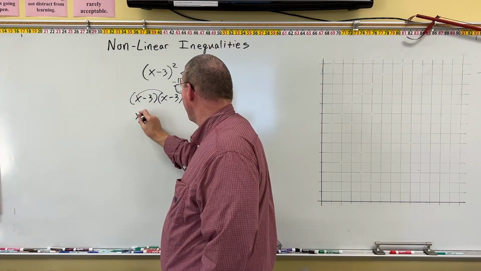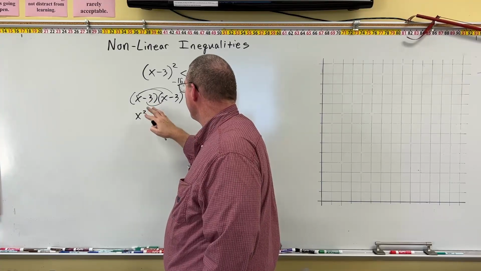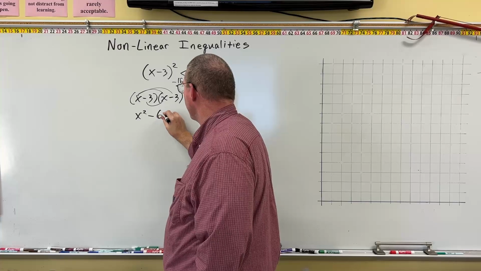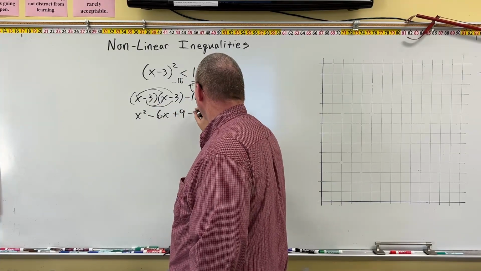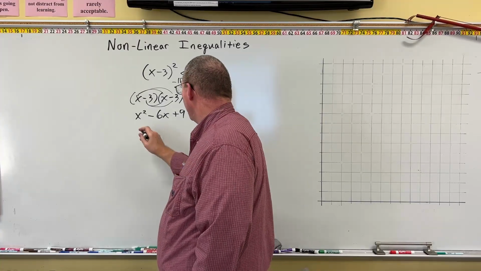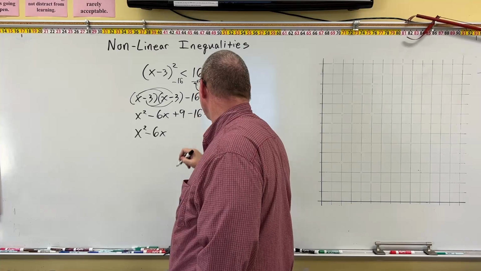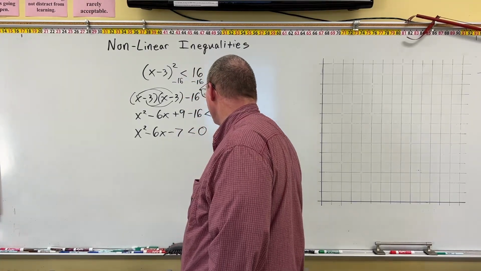x times x is x squared. x times negative 3 and negative 3 times x gives us negative 3x and another negative 3x. So that's negative 6x. Negative 3 times negative 3 is plus 9. And then we have this minus 16, and that's going to be less than 0. Clean it up a little bit here. We get x squared minus 6x plus 9 minus 16 gives us minus 7 is less than 0.